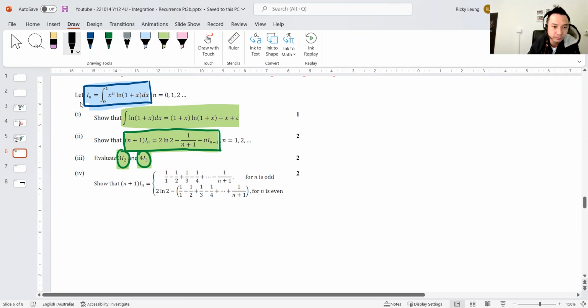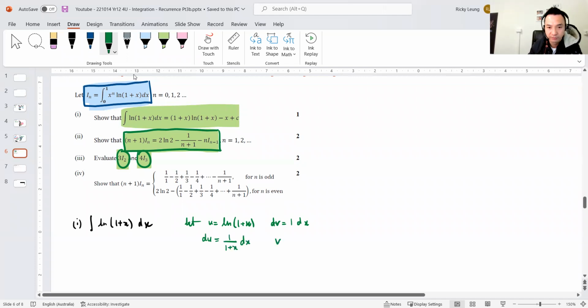So part 1. Part 1 is just by parts. So if it's the integral of ln(1 plus x) dx, if I let u equal to ln(1 plus x), and let dv equal to dx, I get du equal to 1 on 1 plus x dx. I get v equals x, right? Therefore, this guy equals uv.